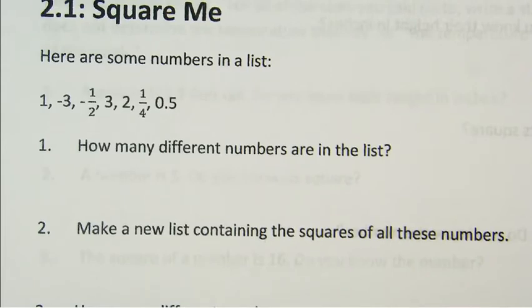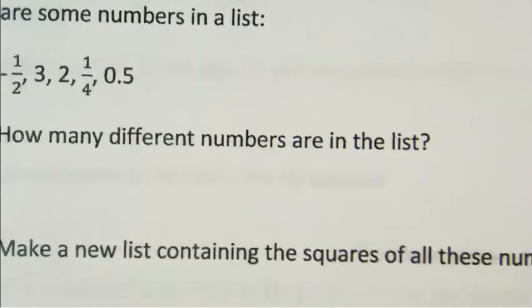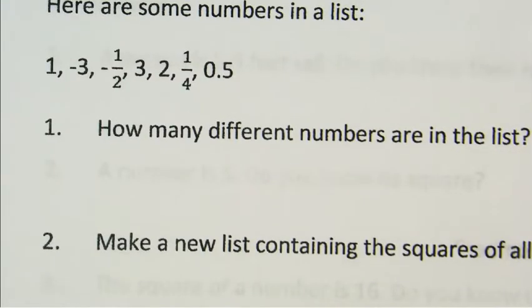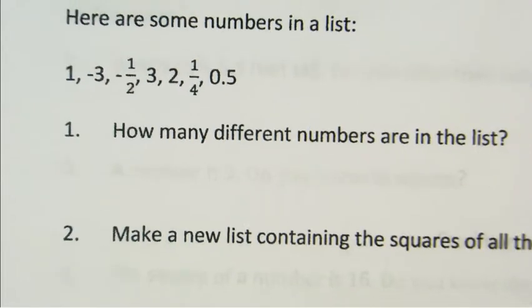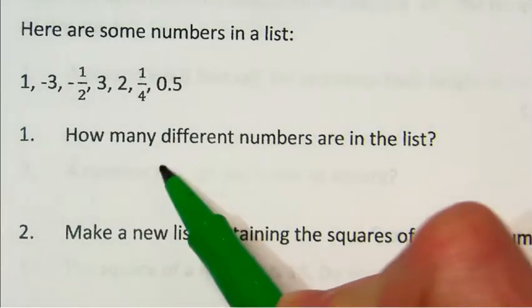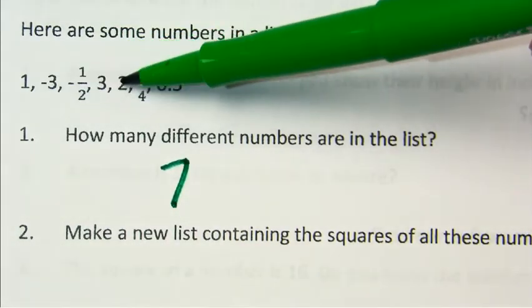Here are some numbers in a list. How many different numbers are in this list? So take a second and determine how many different numbers we have listed here. So how many different numbers? Hopefully you got 7. So 1, 2, 3, 4, 5, 6, 7.